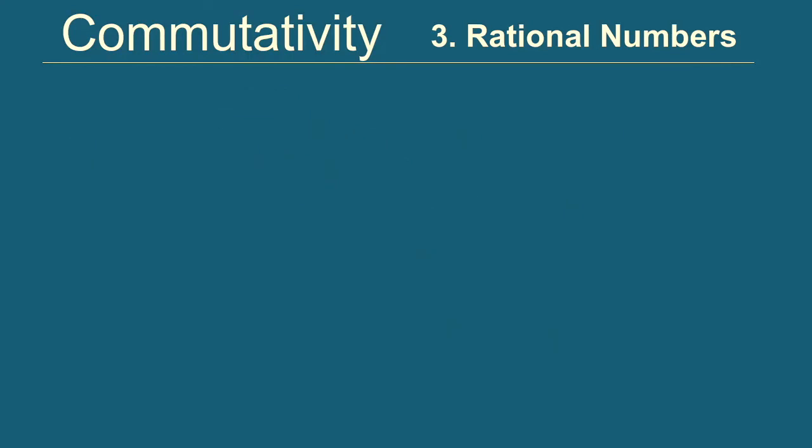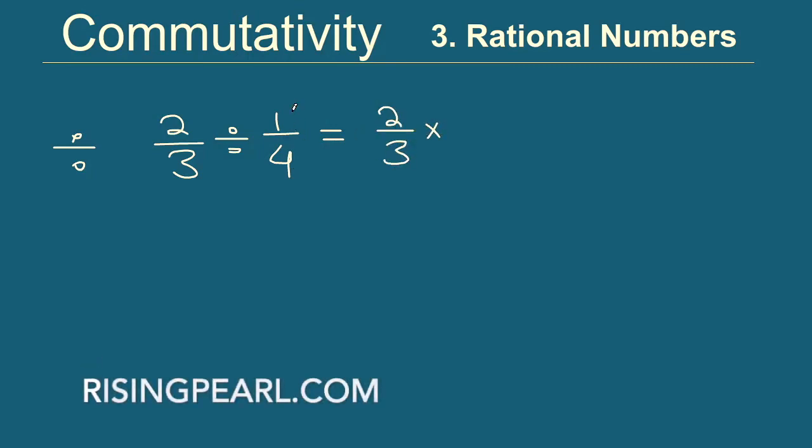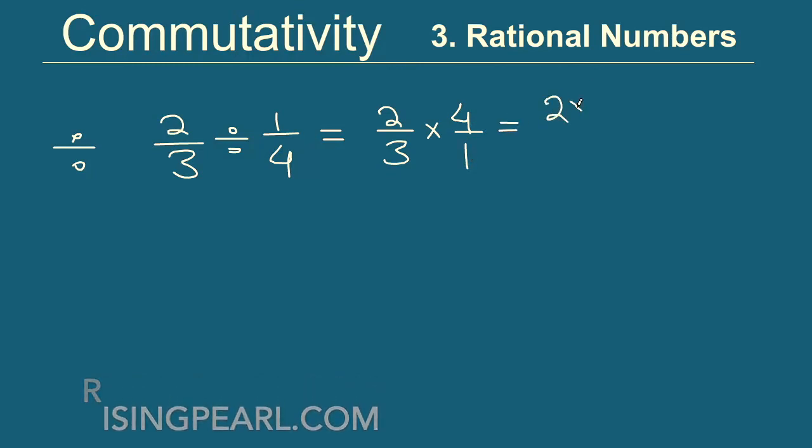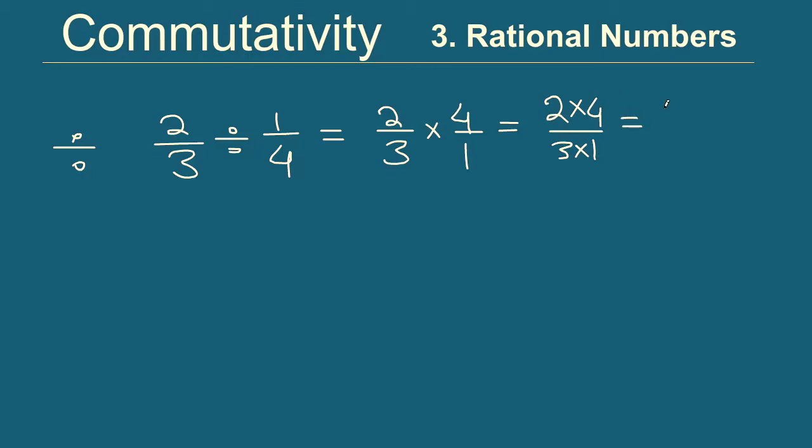And finally, let's take a look at division. So we have 2 divided by 3. Let's do this divided by 1 over 4. So this will be 2 by 3 multiplied by, this will change, so it will become 4 by 1, which will be 2 times 4 by 3 times 1. This will be 8 divided by 3.